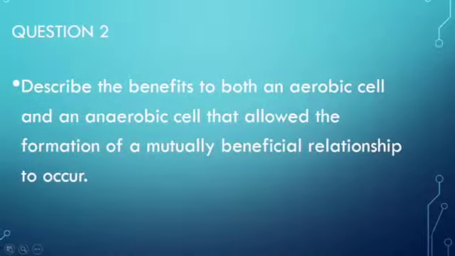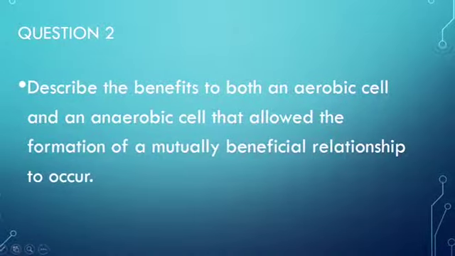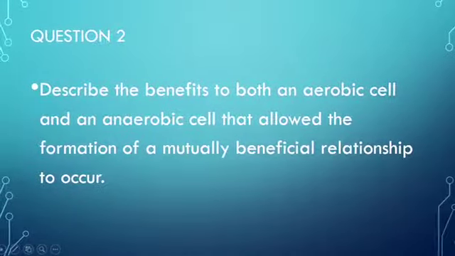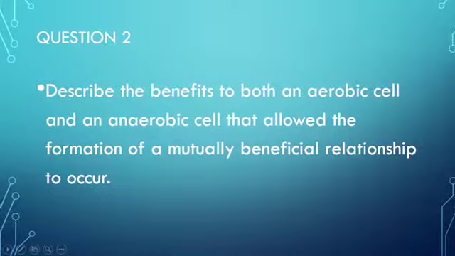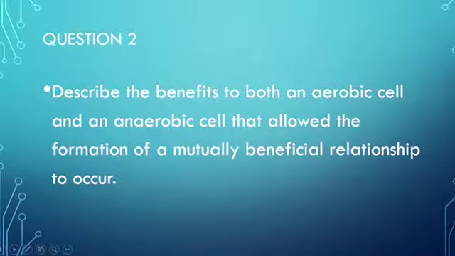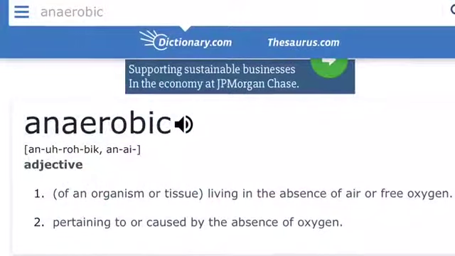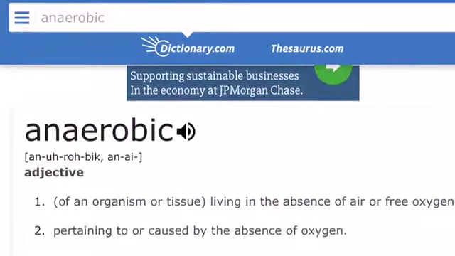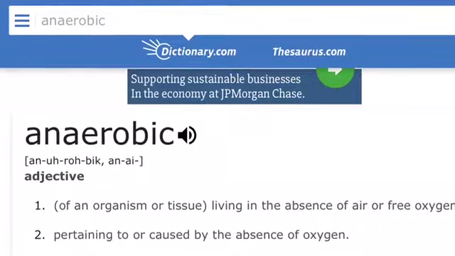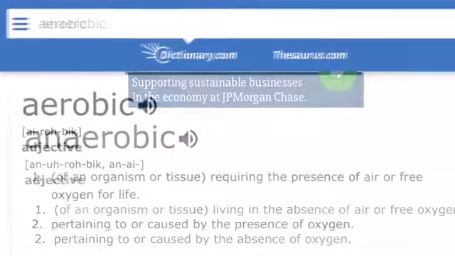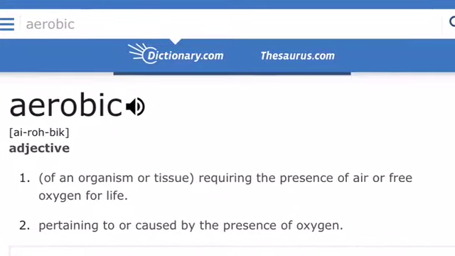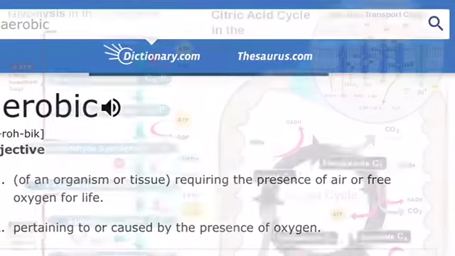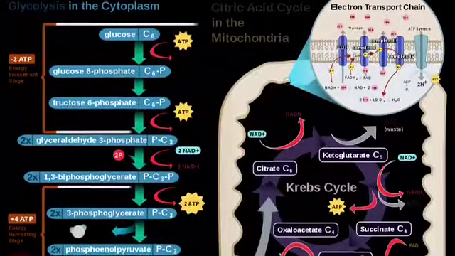The second topic that we are going to discuss today is the formation of a mutually beneficial relationship between an aerobic cell and an anaerobic cell. In order for us to continue, we must first define the 2 forms of energy sources. Anaerobic is the process of gaining energy without the use of oxygen. We can see this in the first step of cellular respiration with glycolysis, which generates 2 ATP. Aerobic is the process that requires oxygen. This can be seen in the electron transport chain and the Krebs cycle, where 36 ATP is produced.